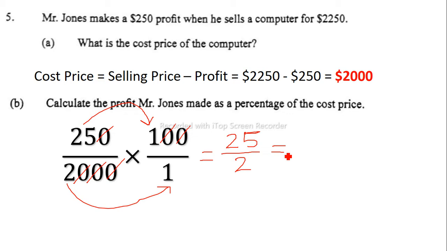So, calculate the profit as a percentage of the cost price. The profit is 250, as a percentage of the cost price, which is 2000. So it's going to be 25 divided by 2, 12.5. Yes, 12.5%. Good.